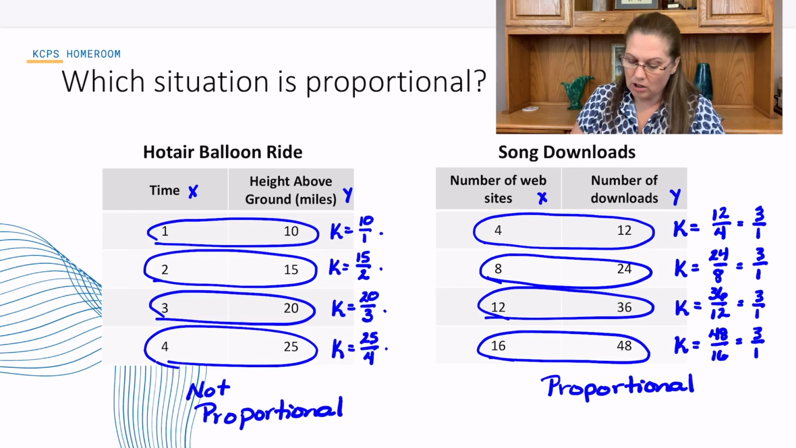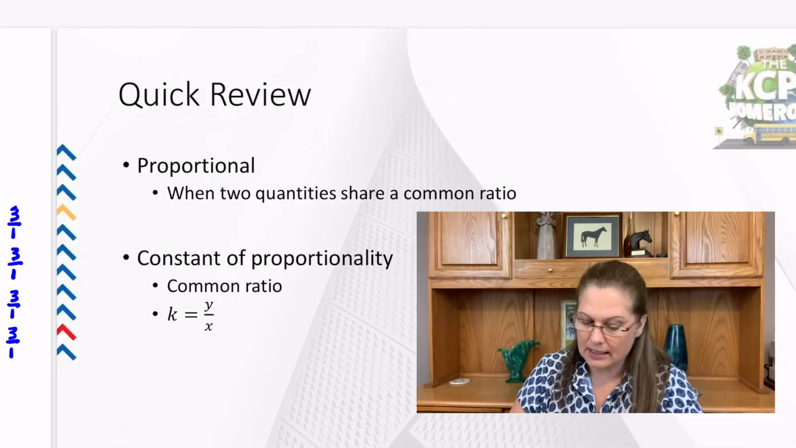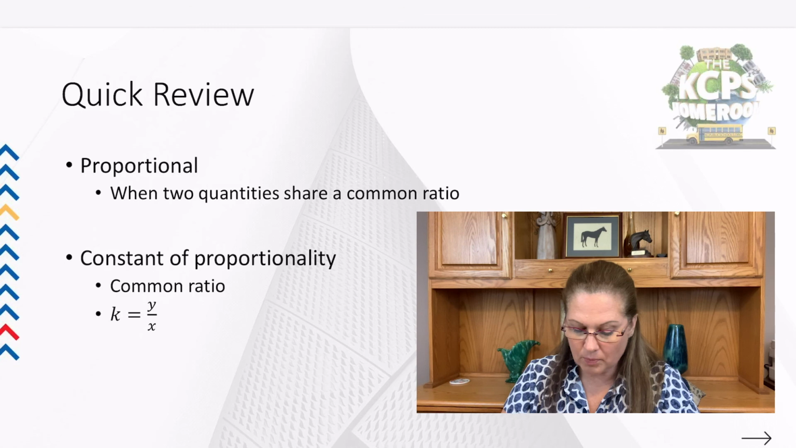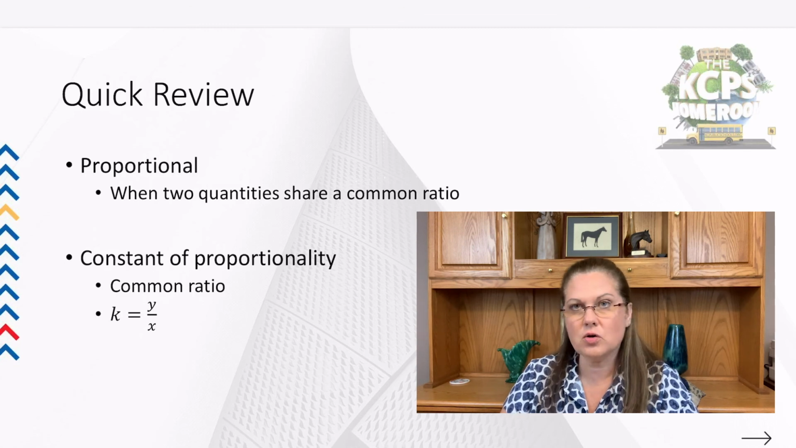That concludes our lesson for today, so let's take a quick review before we end. So proportionality means two quantities share a common ratio. Constant of proportionality is what that ratio is called. And we have an equation for constant of proportionality, which is k is equal to y over x.